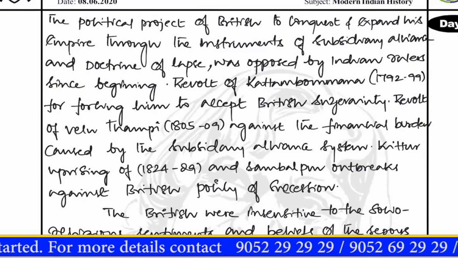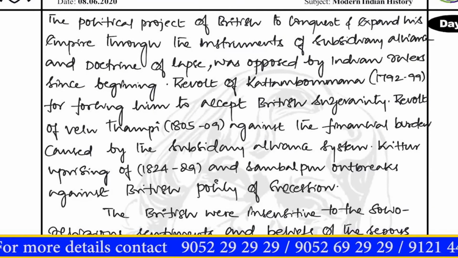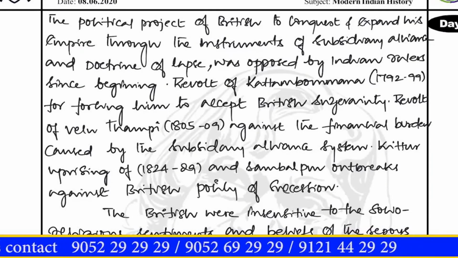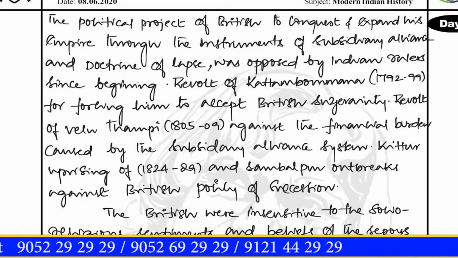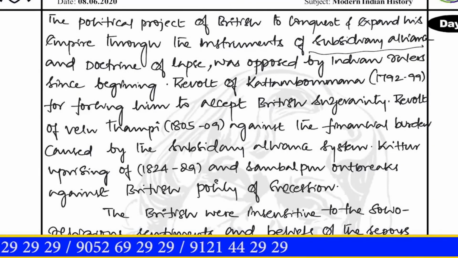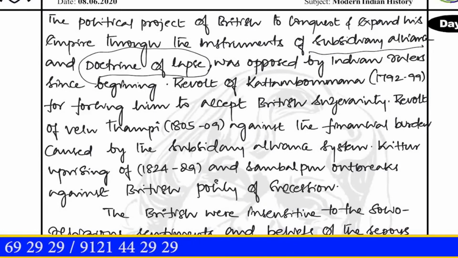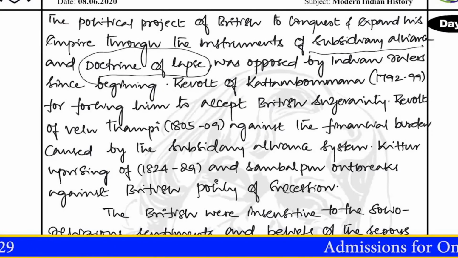Now we will try to establish that link. Now what is the answer? The political project of British to conquest and expand their empire through the instruments of subsidiary alliance system and doctrine of lapse. And I think you know what is this doctrine of lapse. It is something called policy of succession. Okay, it was opposed by Indian rulers since the beginning.